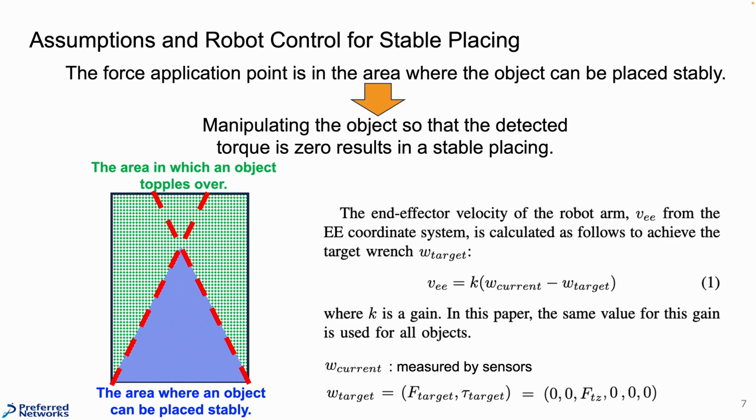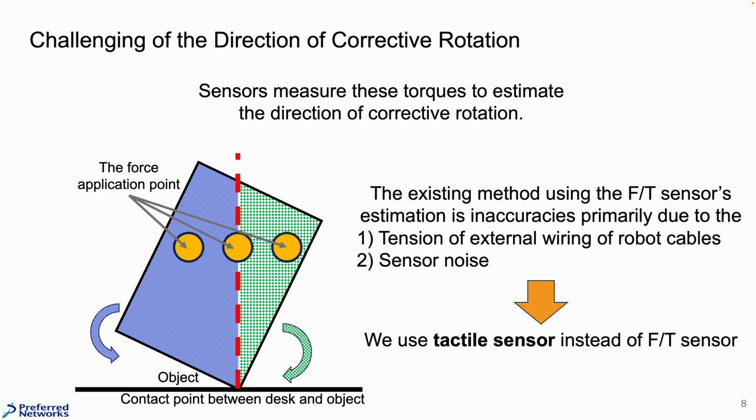To realize stable placing, the robot arm is controlled by admittance control. The end effector velocity of the robot arm is calculated by equation 1 to achieve the target wrench. The direction of corrective rotation of the object can be estimated based on the sign of the torque.